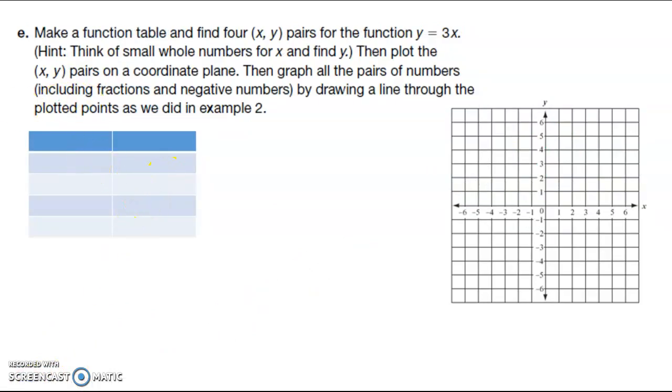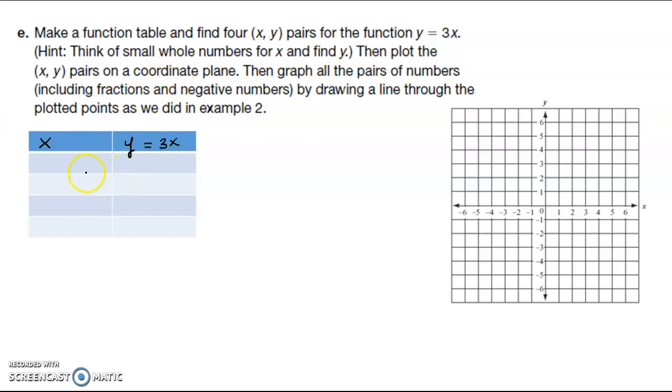Okay, here's another function table. Make a function table and find 4 pairs x, y for the function. So we have x and then y, which is equal to 3 times x. Hint, think of small numbers for x and y, then plot the numbers on the pair. Then graph all the pairs of numbers, including fractions. Okay, so you just draw a line.